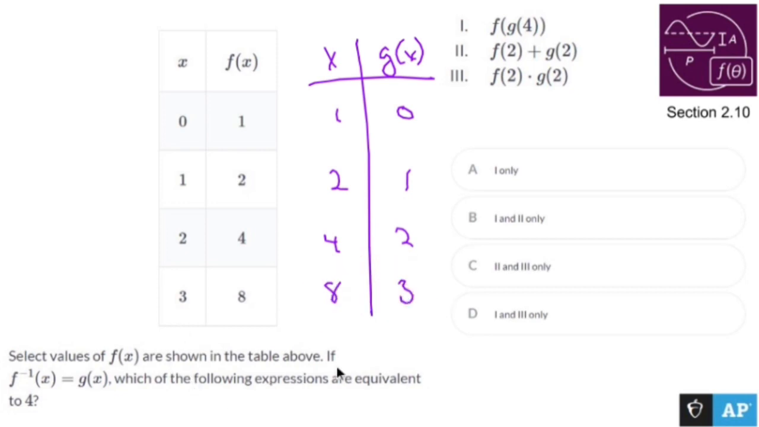Which of the following expressions are equivalent to 4? So I need to plug in all of these and see which one gets 4. So f of g of 4. First off, g of 4 means I'm going to go over here. Let me split this up. Let me put this in red over here. F of g of 4 means, let's find out g of 4, which is 2. So f of g of 4 means f of 2, and f of 2 is 4. Check.